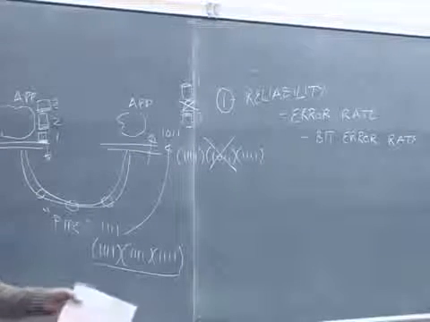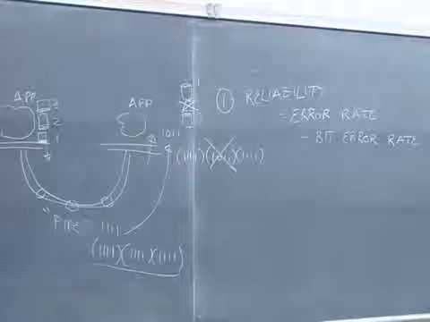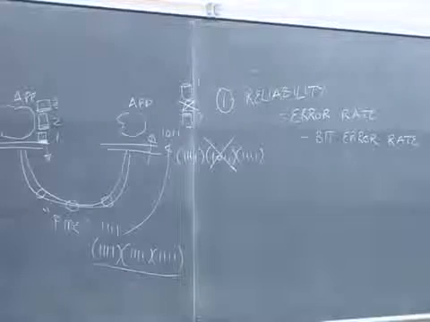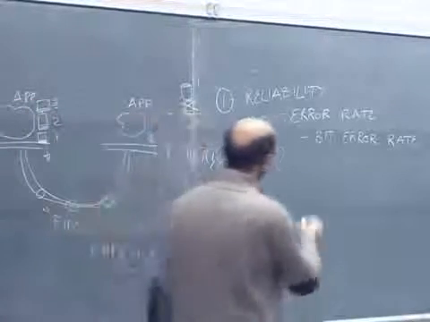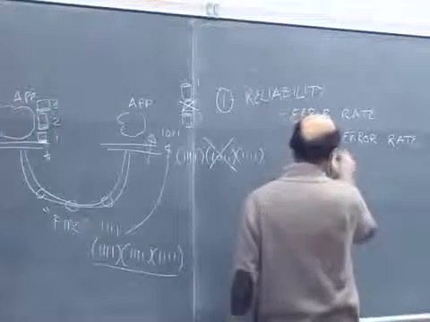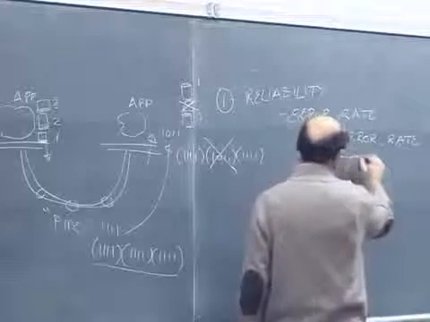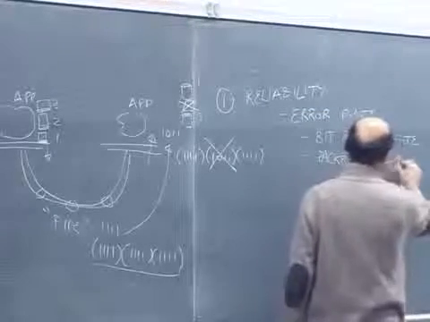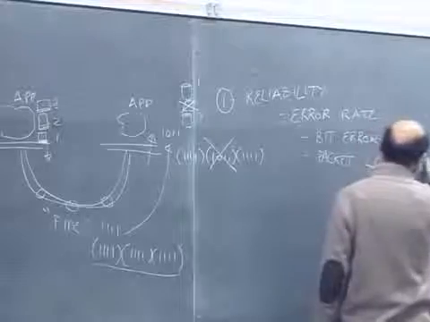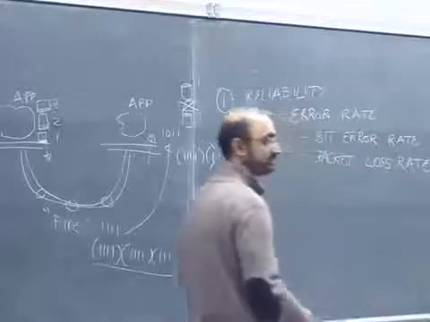And if I send 1,000 packets, and let's say 5 of them get lost, we can say the packet loss rate is 5 over 1,000. So we have a packet loss rate. So we can characterize a link by a packet loss rate, right?